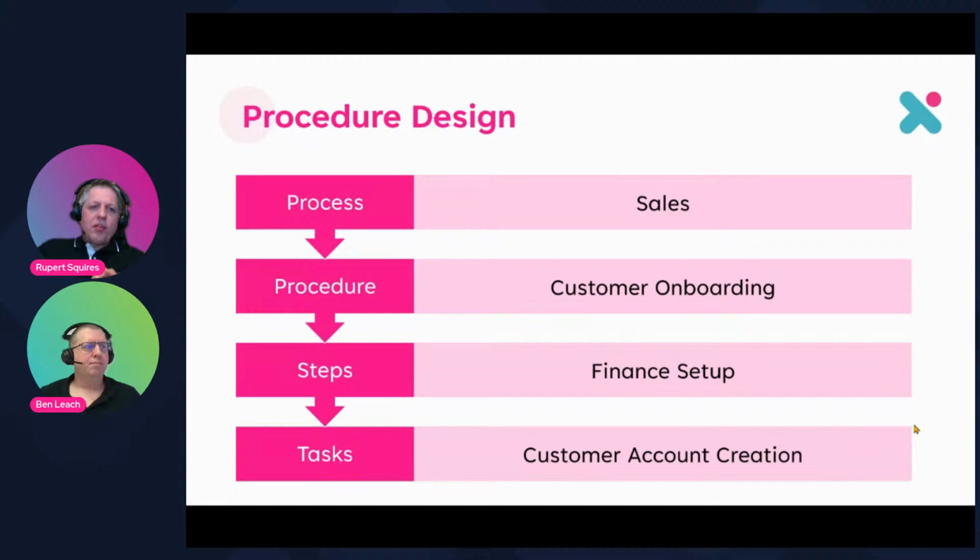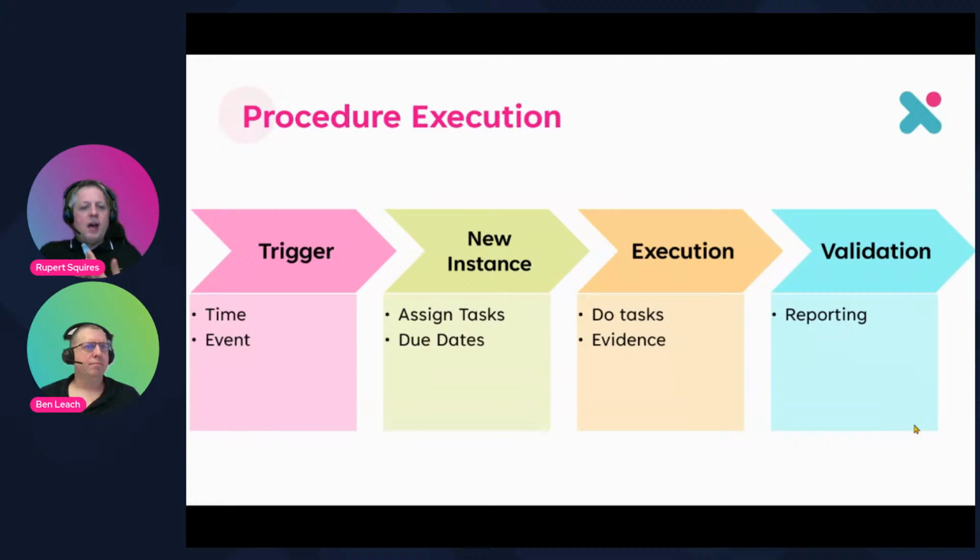Now, once we've created this procedure, we then need to think about execution of the procedure. So within a procedure, you need a trigger to start it. And that trigger can either be time-based, so as Ben touched on earlier, we talked about the appraisal process happening maybe on an annual basis, but it also could be event-based. For example, a new joiner comes on, well, maybe you've agreed to make an offer to somebody and they've accepted it. That starts the new joiner process.